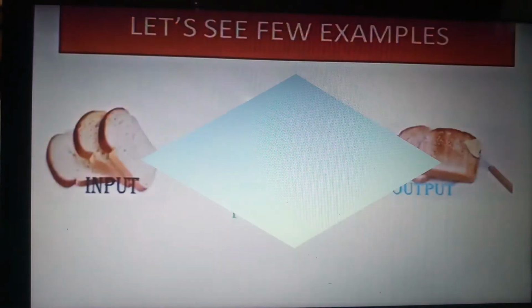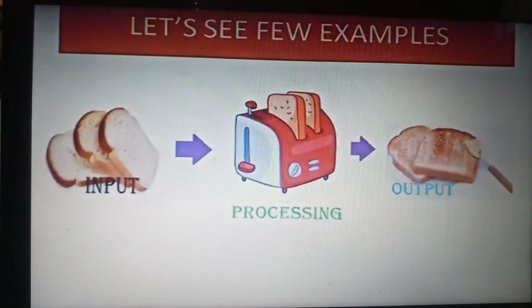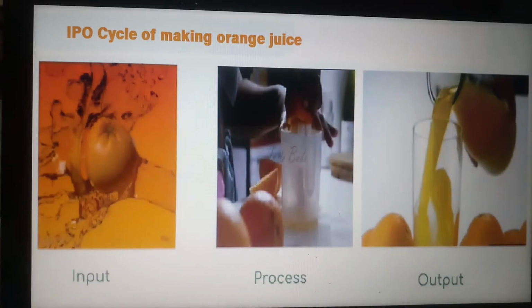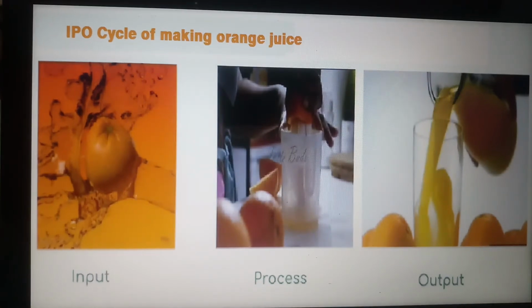To understand in a better way, let's see some examples from your daily life. First example, suppose your mother wants to make toast, so what will she do? She will give bread as input and it will be processed in the toaster and give the output as toast that you will eat. Second example, IPO cycle of making orange juice. To make orange juice, we will take orange as input, then it will be processed in the blender and after that it will give the output as juice. So it works like input, process, output.